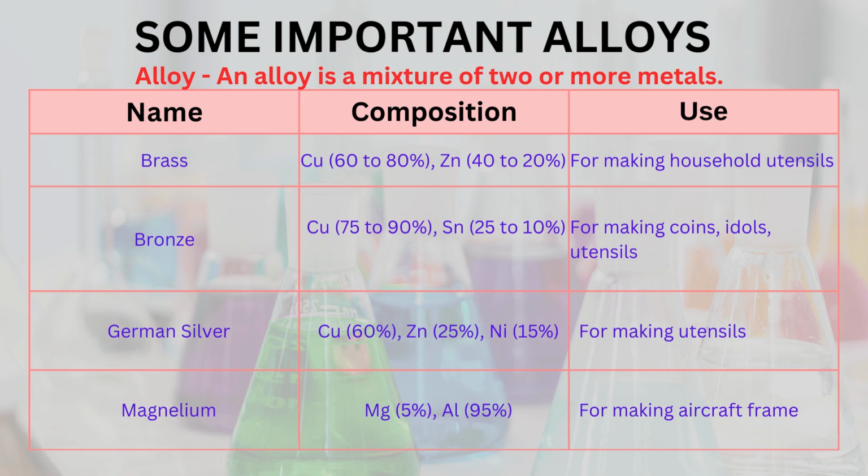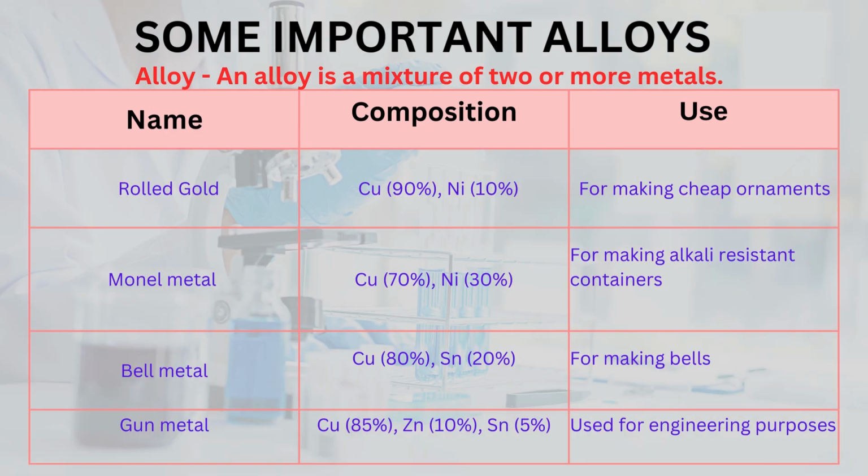Then magnalium. Composition is magnesium and aluminium. Magnesium is 5%, aluminium is 95%. Uses is for making aircraft frames. Next, rolled gold. Composition is copper and nickel. Copper is 90%, nickel is 10%. Uses: making cheap ornaments.